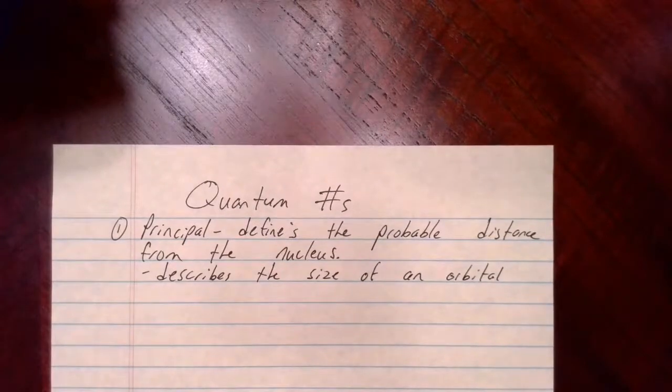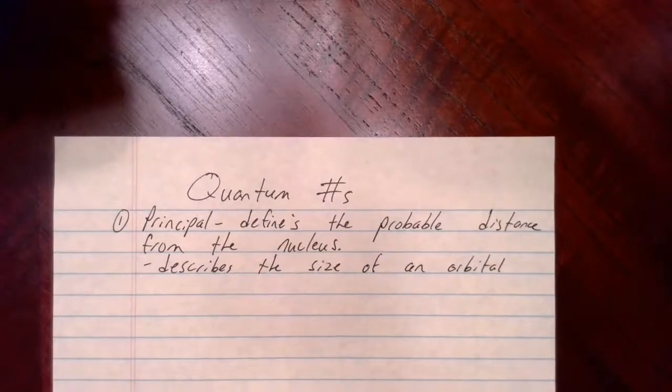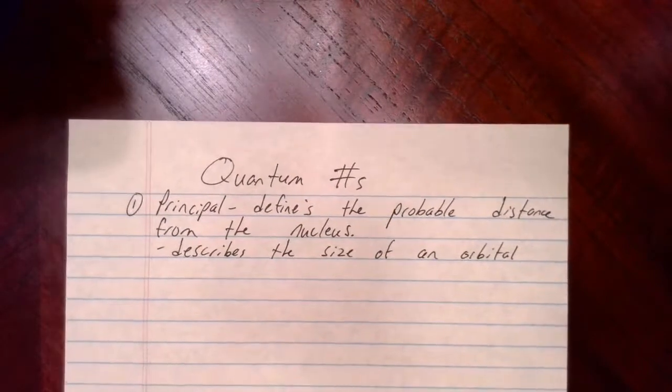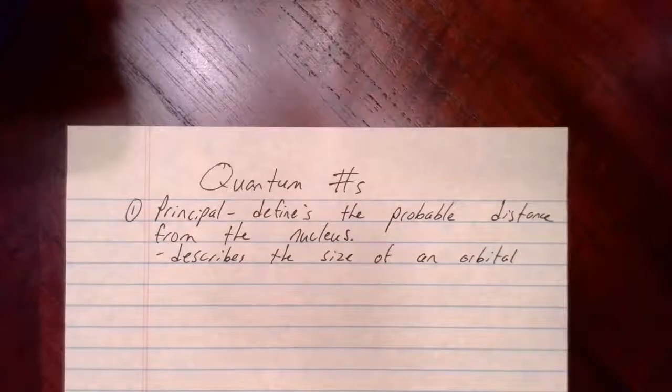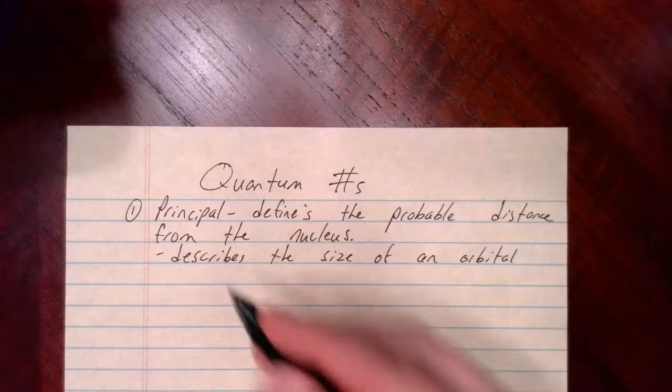Our first quantum number we call the principal quantum number. What this quantum number does is define the electron's probable distance from the nucleus. It also describes the size of an orbital. If you think about an atom in the simple terms of the Bohr model, the further away from the nucleus you are, the larger the orbital was, the larger the ring was. So we can use both definitions there. Primarily we use this to describe the size of an orbital, but we think about that in terms of distance from the nucleus as well.